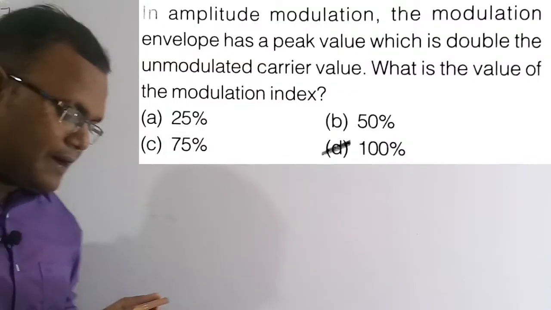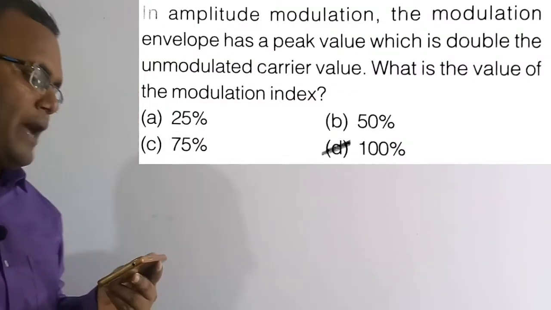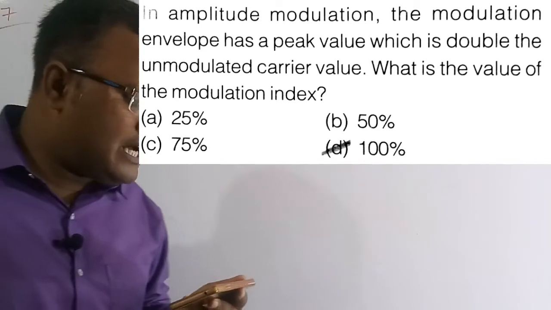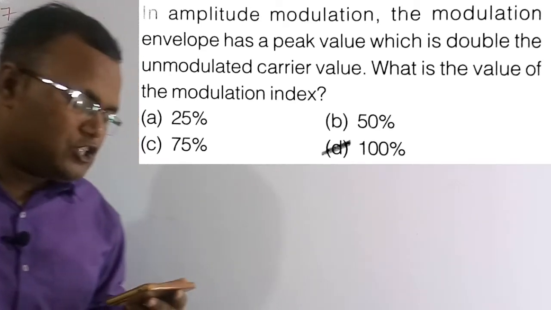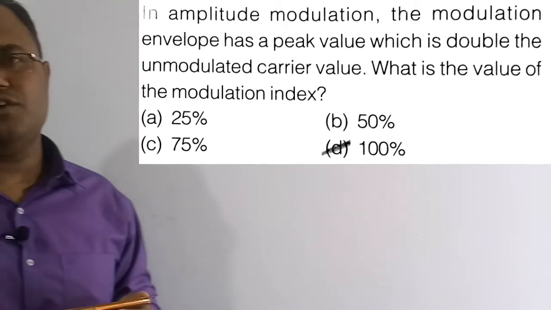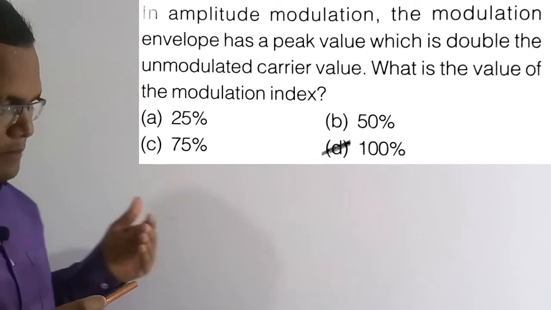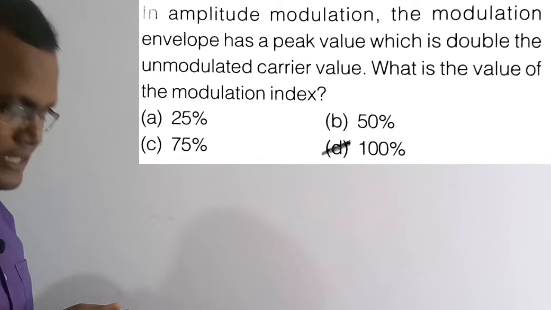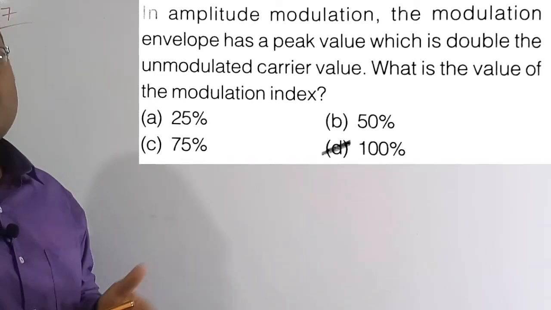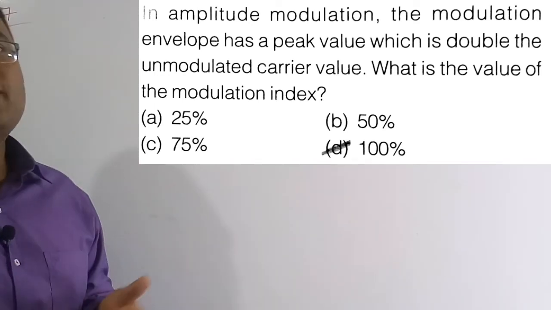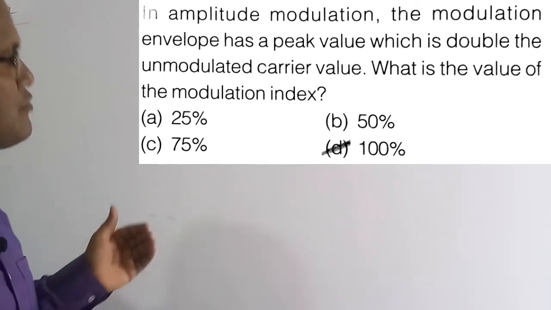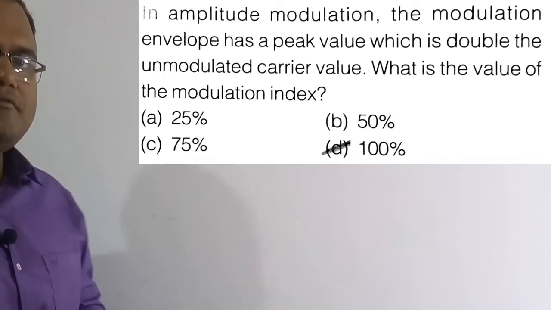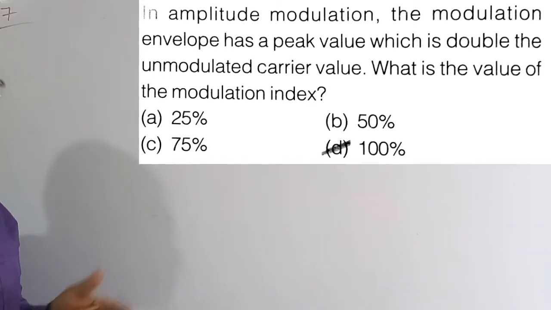Now we are going to solve the seventh question. See the question here. In amplitude modulation, the modulation envelope has a peak value which is double the unmodulated carrier value. What is the modulation index we need to figure out? The peak value of the modulated signal is twice the unmodulated carrier value. The carrier signal peak value is Vc, so the maximum value given is 2 times Vc. Now we need to find the modulation index.